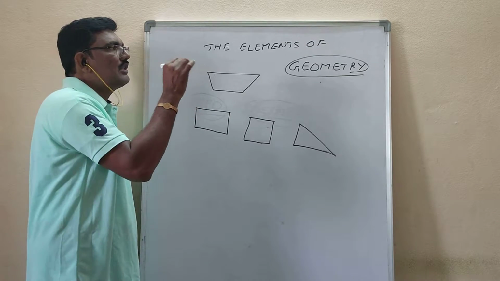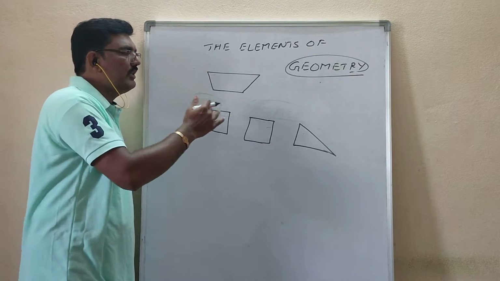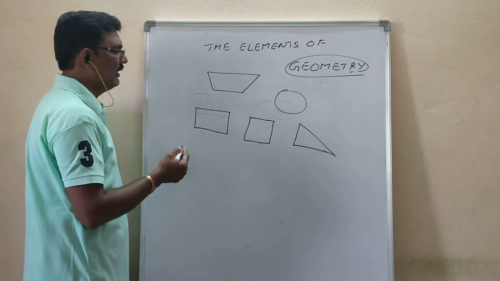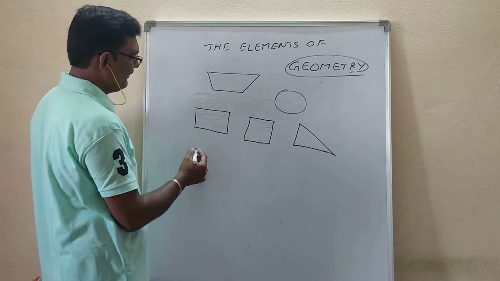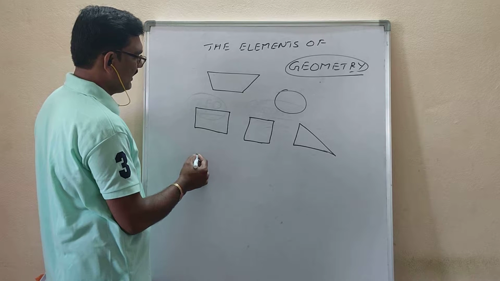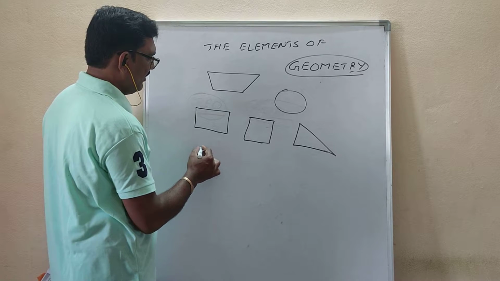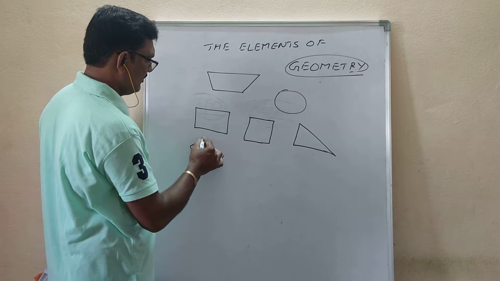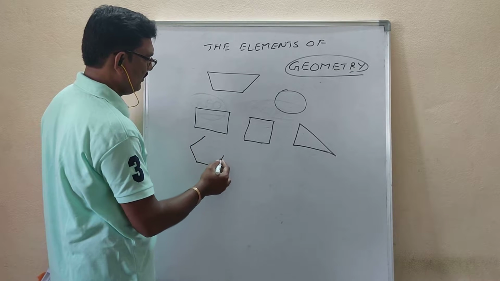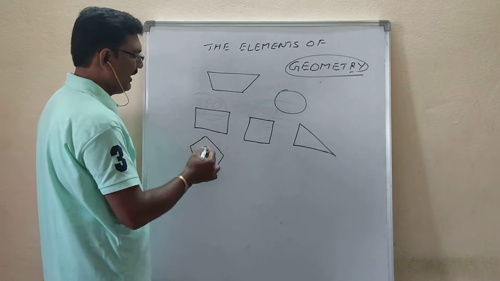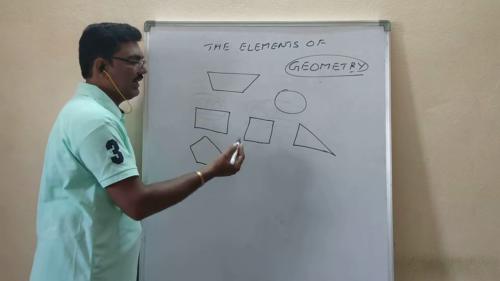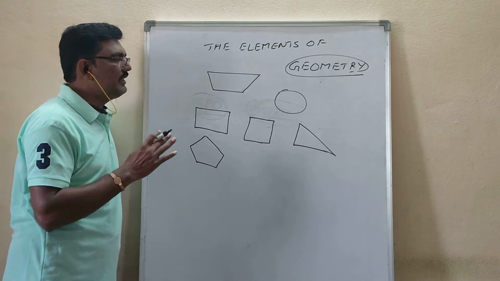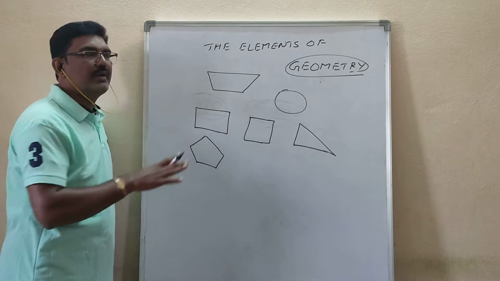Whatever the shape is, some will be a circular shape, and next some will be like pentagons. 1, 2, 3, 4, 5. So it is a pentagon, hexagon, heptagon, nonagon, decagon. Whatever the shape is, a plot is any shape.